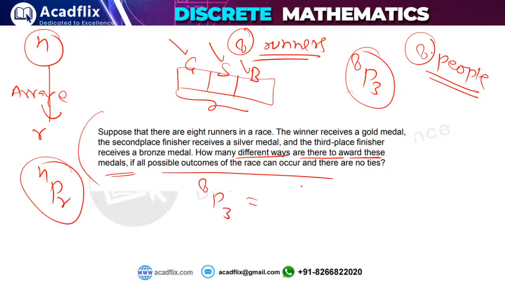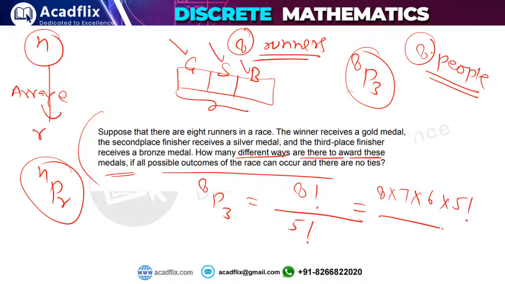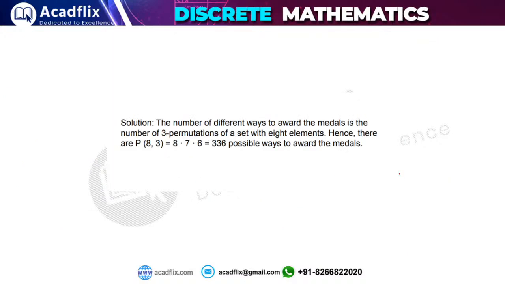What is 8P3? 8P3 is nothing but 8 factorial divided by 5 factorial. This is nothing but 8 into 7 into 6 into 5 factorial divided by 5 factorial. This 5 factorial you can cancel out. So the answer will be 8 into 7 into 6. Okay, so this is how you can find it. The answer will be 336.